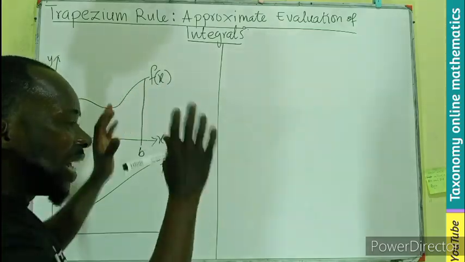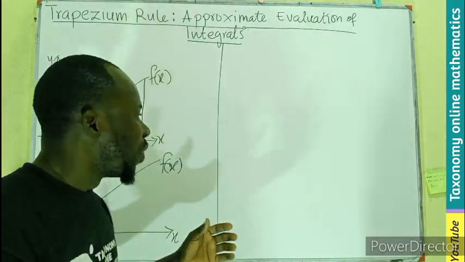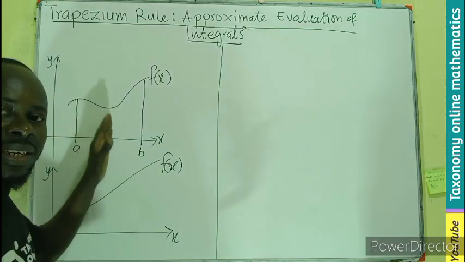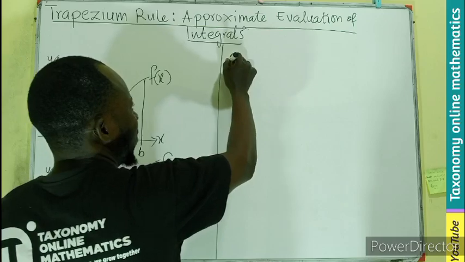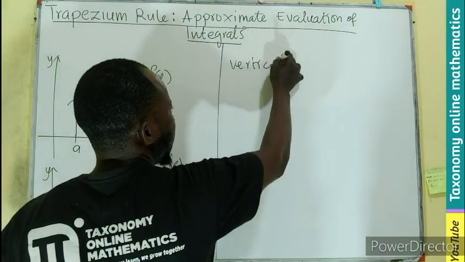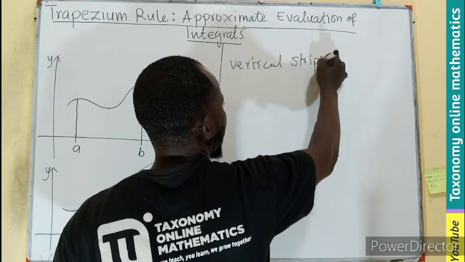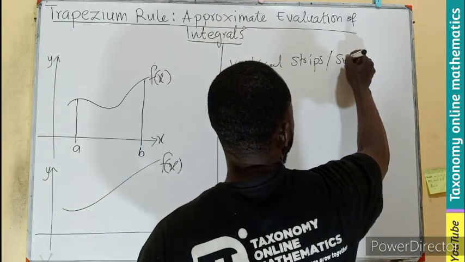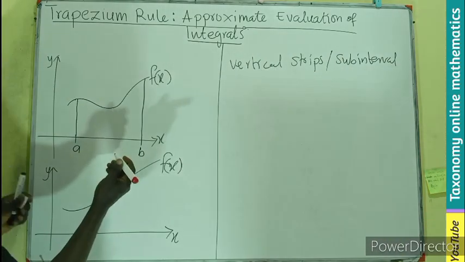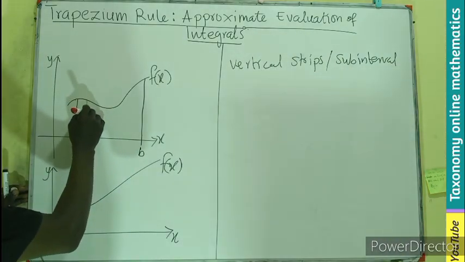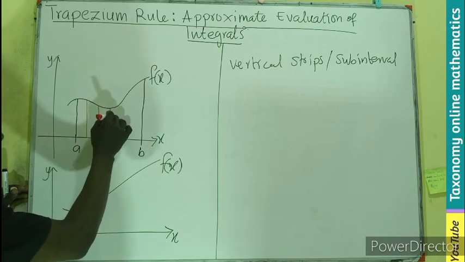Since we are saying that the integration is not going to be neat, we don't have a neat formula to do that, we can divide this into sub-intervals, or vertical stripes. Let me just use stripe, or better still, we call it sub-interval. That is dividing this into equal intervals.